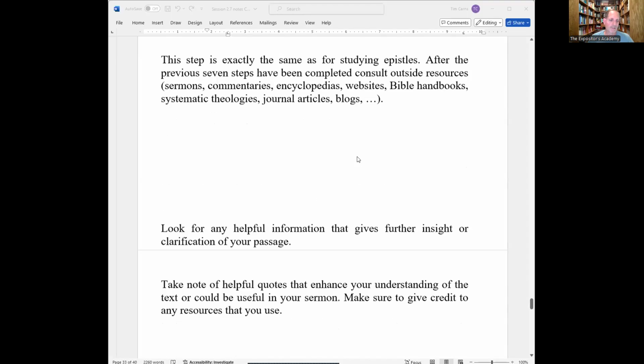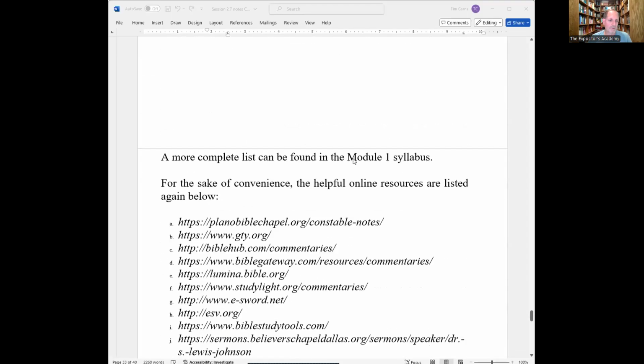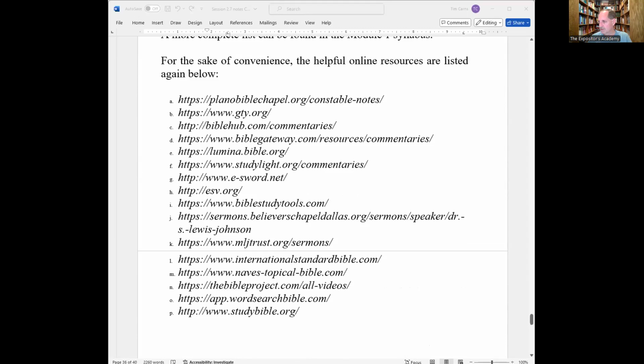And remember, when you consult resources, you need to give credit to those resources, especially if you use something from that resource in your sermon. You want to make sure to acknowledge that. Now, in Module 1, I gave you a long list of various resources that are helpful to use. Here's just a shortened list of them.